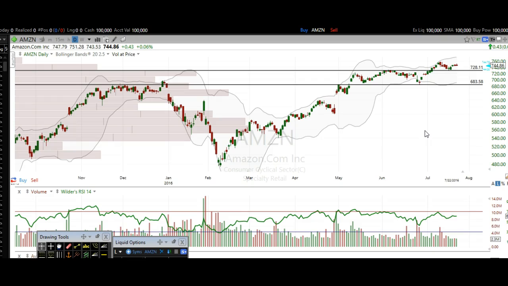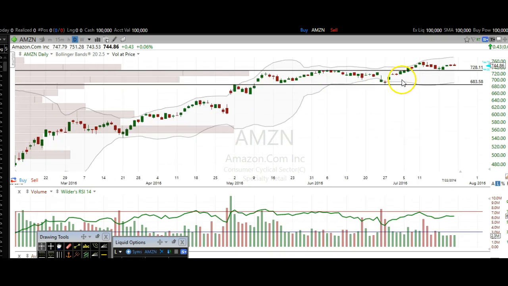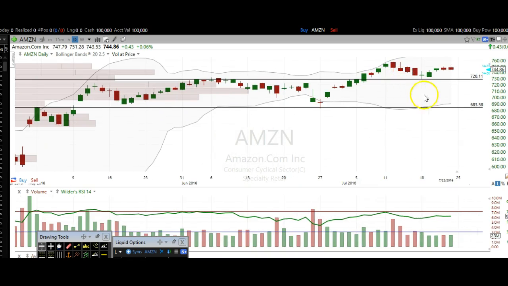But the levels that you want to be looking for are right here. First of all, this 728 level, let me zoom in a little bit. 728, we bounced from it over here on this day, perfect bounce. And why is that a level? Well, because it was the highs of this candle, and all these candles right here where that acted as resistance. We broke over that, so now it's support.